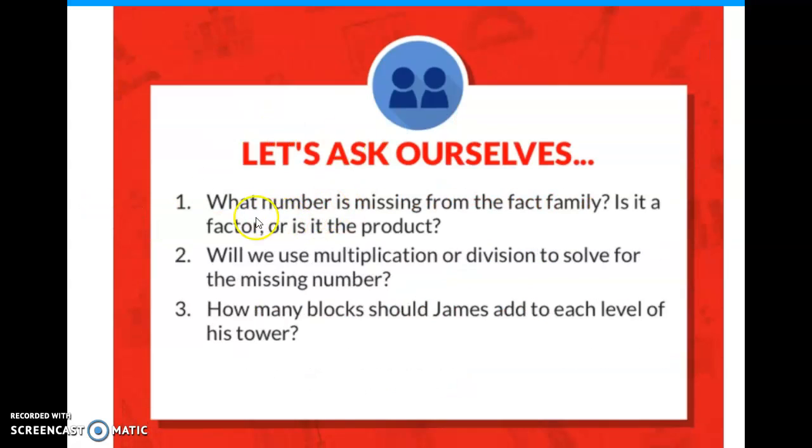So let's ask ourselves, what number is missing from the fact family? Is it a factor or is it the product? Will we use multiplication or division to solve for the missing number? How many blocks should James add to each level of his tower?